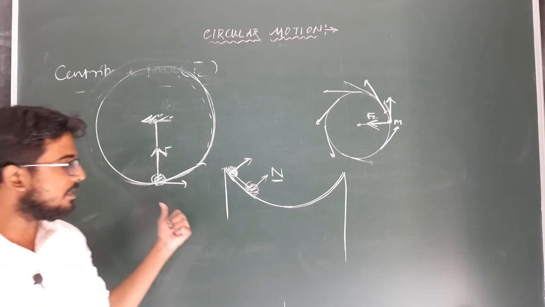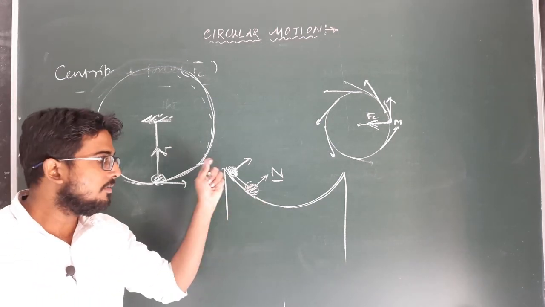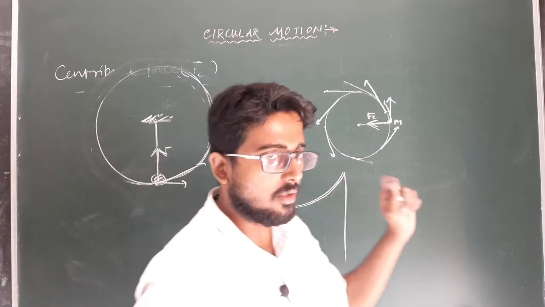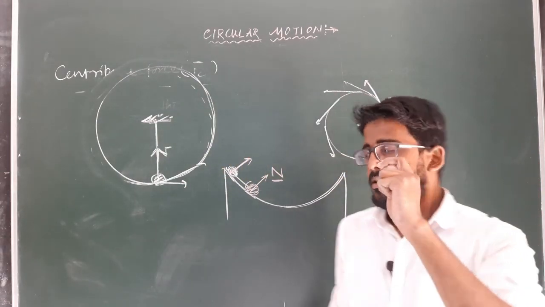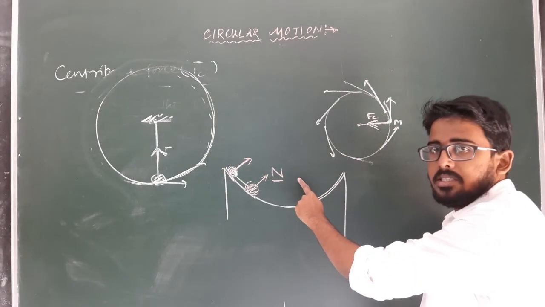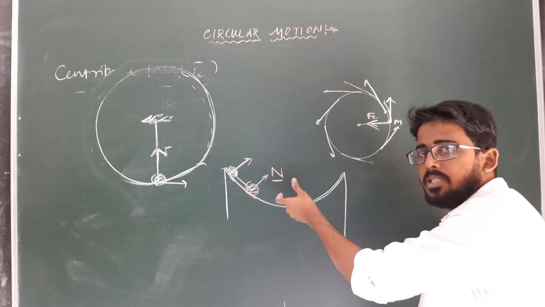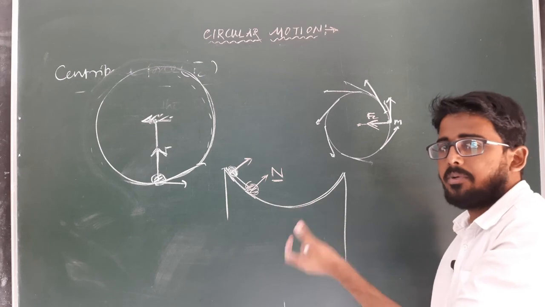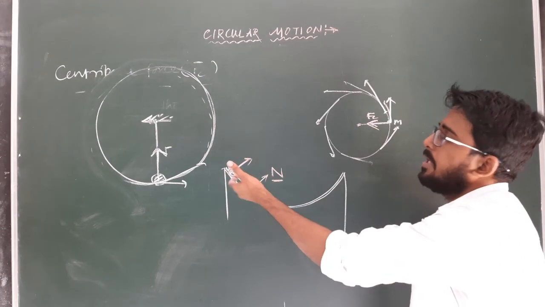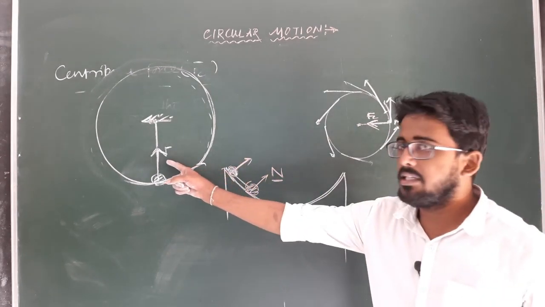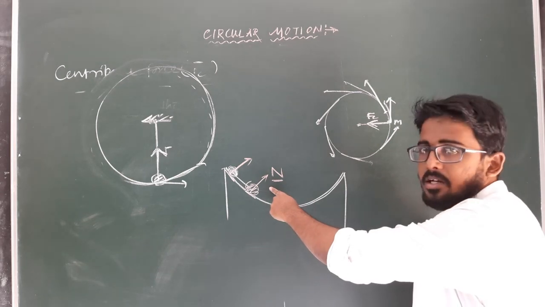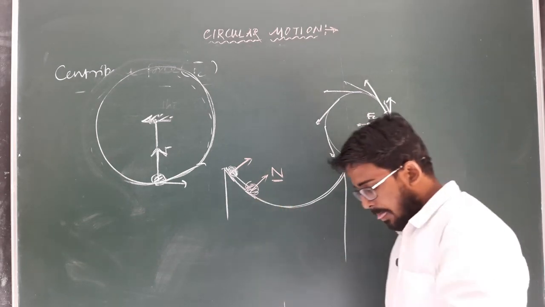Clear? So in each and every case, if the body is executing a circular motion, then the centripetal acceleration is necessary, and the force which provides that required amount of centripetal acceleration is known as what? Centripetal force. And that force may be any kind of force. Here it may be a tension, here in this case it is normal reaction. Clear?